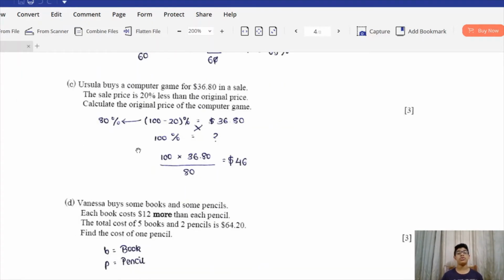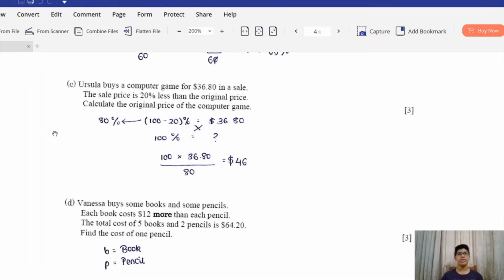So part C, Ursula buys a computer game for $36.80 in a sale. The sale price is 20% less than the original price. Calculate the original price of the computer game. So this is 20% less than the actual price. So basically it's 100 minus 20%. So this is actually 80% of the actual price.